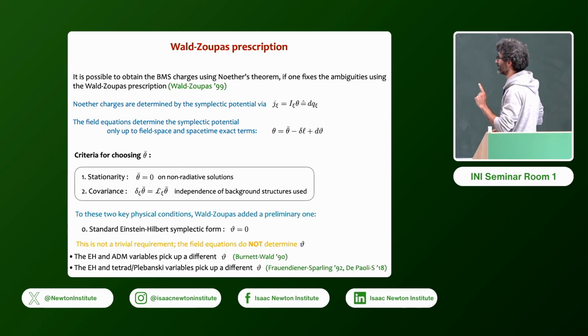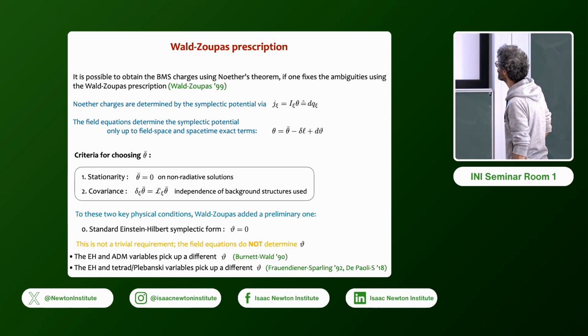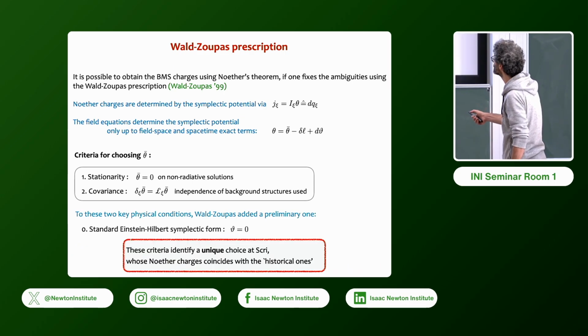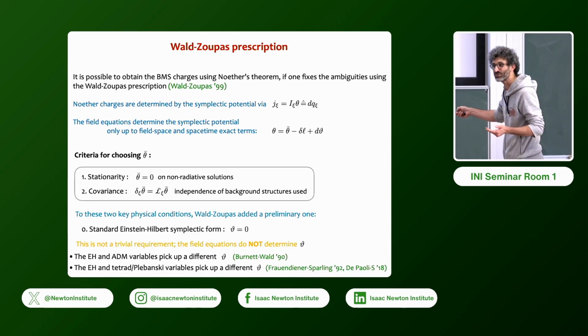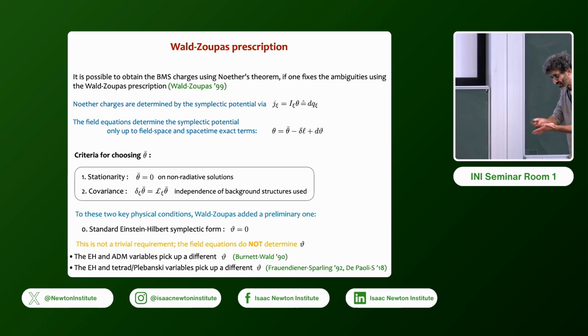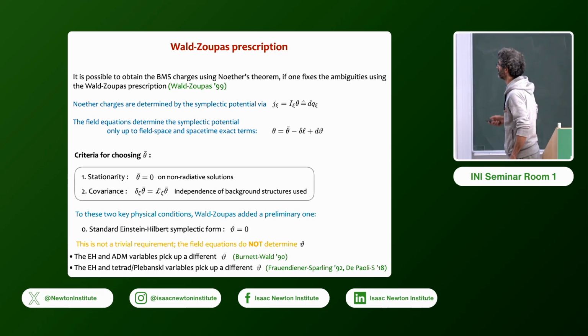Wieland and Zupas added a third requirement, which is that they wanted, remember? Condition 2, covariance. So this is the Lie derivative in field space equal to the Lie derivative in space-time. Remember that this is a 1-form in field space and a 3-form in space-time. So you want this funny equation. But in fact, if you have a minute later, I can show you why it's very obvious that you would like this for background independence.